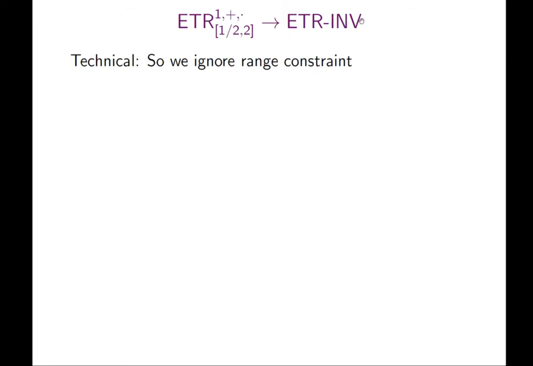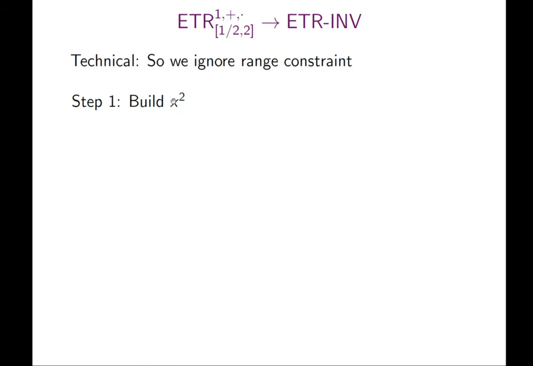We want to show that ETR-INV is hard, so we have to replace multiplication. So this becomes really horribly technical, and most of it is not very interesting. So let's ignore the range constraints, okay? So let's ignore this part. We just want to replace multiplication by inversion, and we don't care for the range.